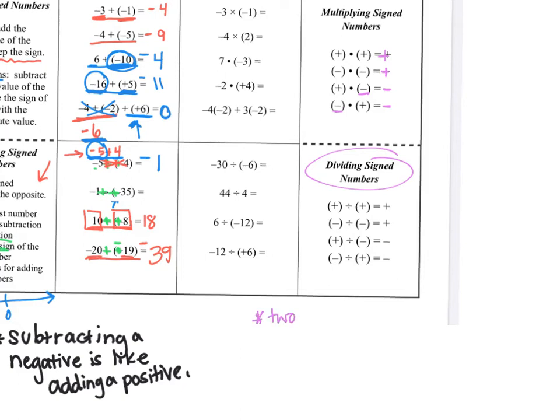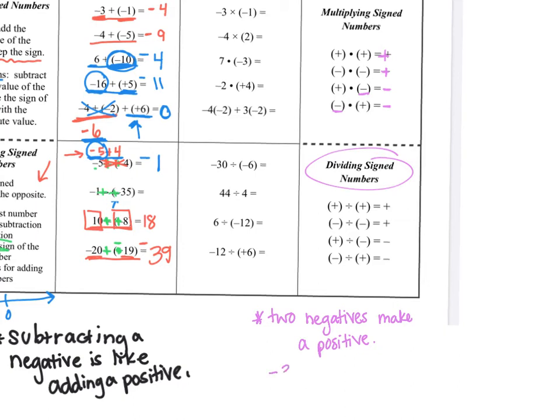that two negatives, and this is only for multiplication and division, two negatives make a positive, which is kind of weird. So a negative times a negative always becomes a positive. If I have an odd number of negatives, my answer is always negative.